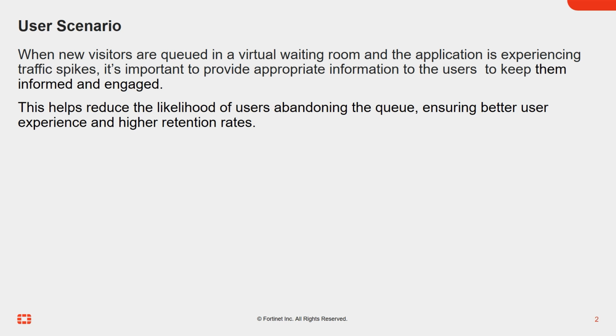In this tutorial, we will use a user scenario such that when new visitors are placed in a virtual waiting room during a traffic spike, it's crucial to provide them with relevant information to keep them informed and engaged. This helps reduce the likelihood of users abandoning the queue, thereby ensuring higher retention rates.